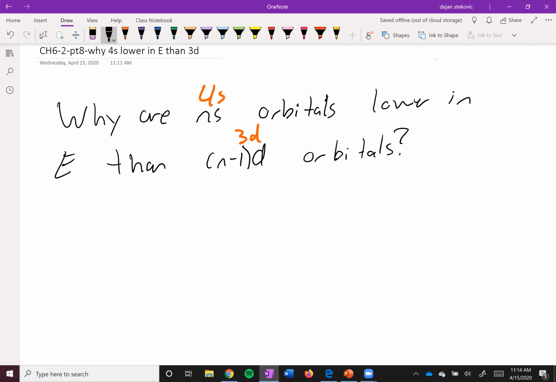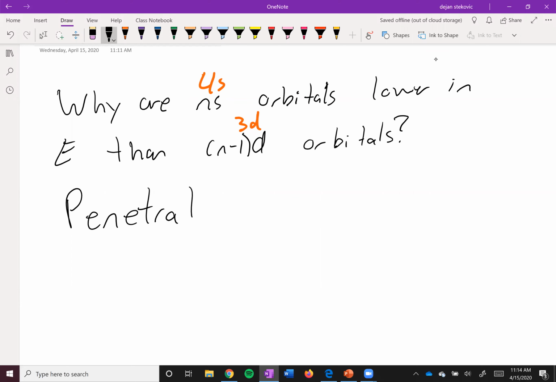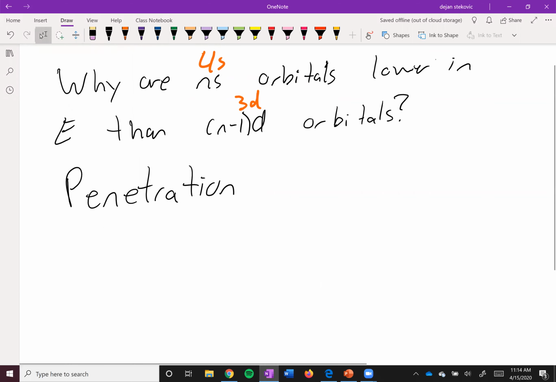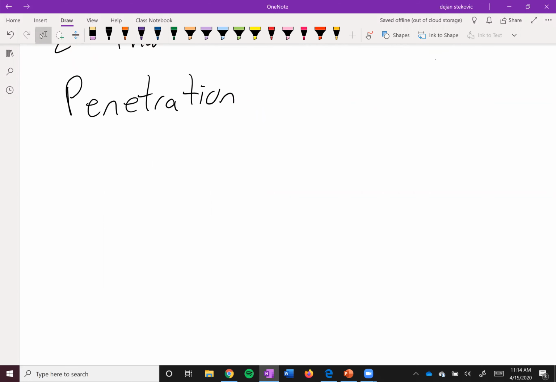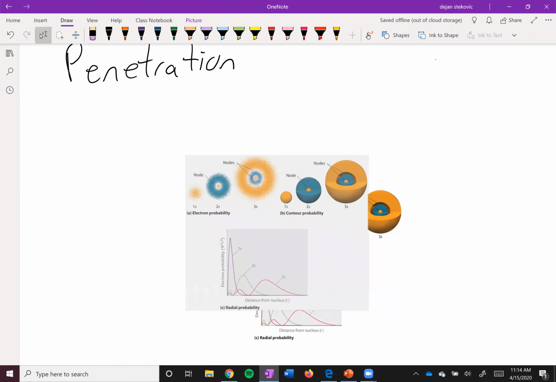So we have to adjust our model. And quantum mechanics actually predicts this happening. And the reason this happens is because of something known as penetration. Penetration, right? So if we think about our probability diagrams for our high n orbitals, I have this picture right here.